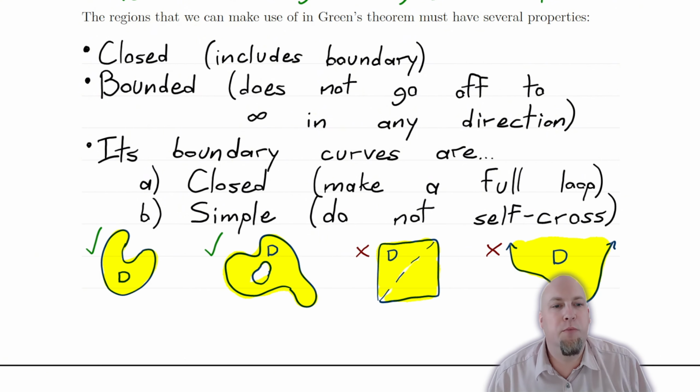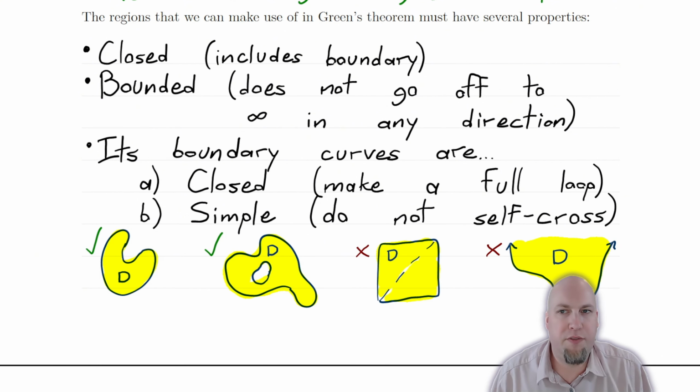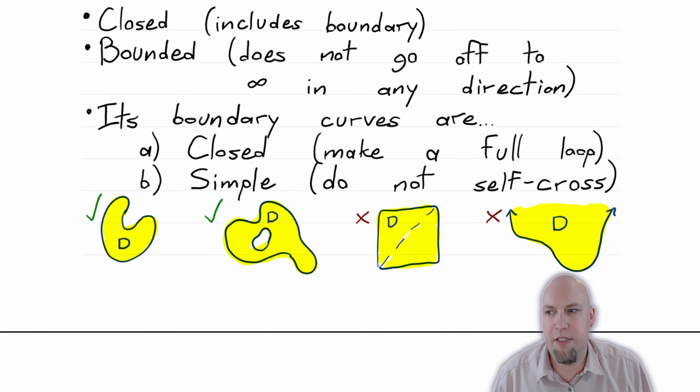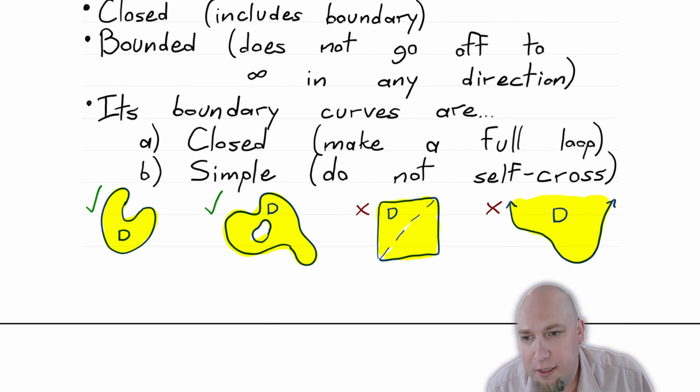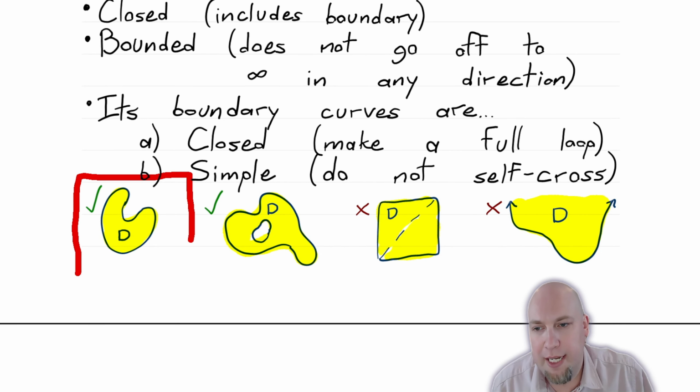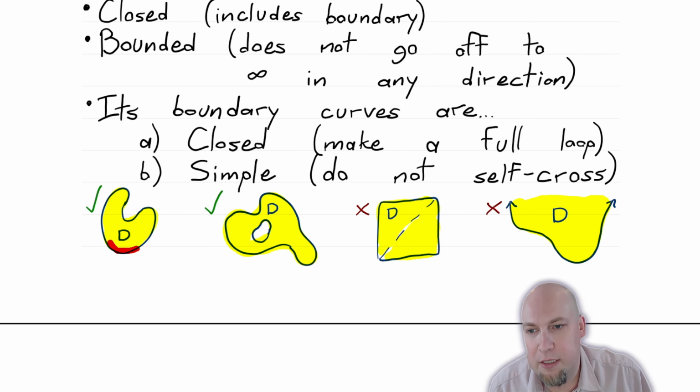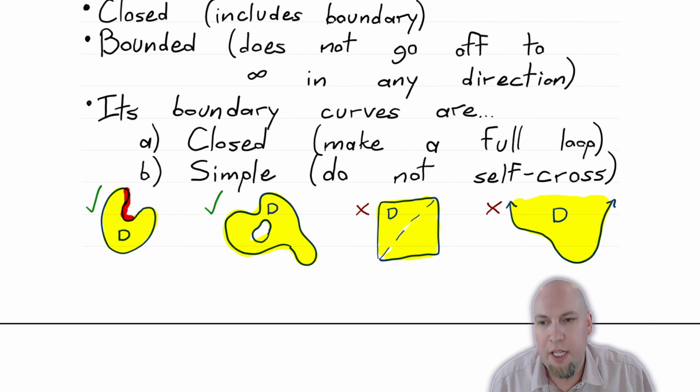Let's look at some regions that Green's theorem is fine with and some regions that Green's theorem is not fine with. Over here on the left, this region D that's highlighted in yellow is closed because it includes its boundary curve. When I do solid lines like this, I mean including that curve. It's bounded because I can draw a circle around it.